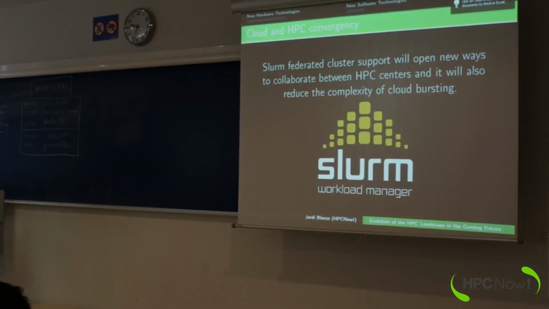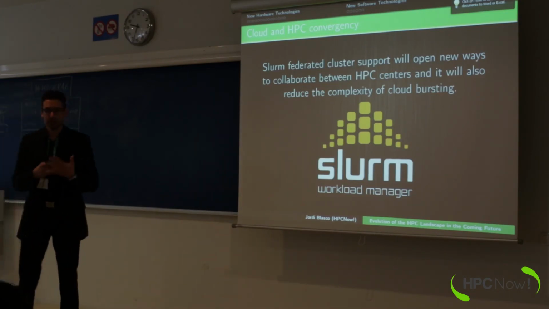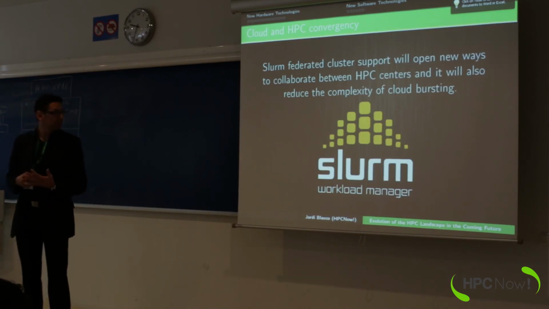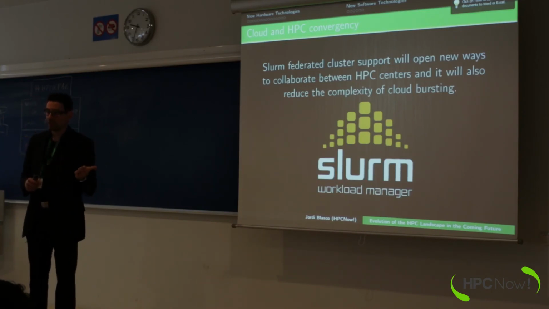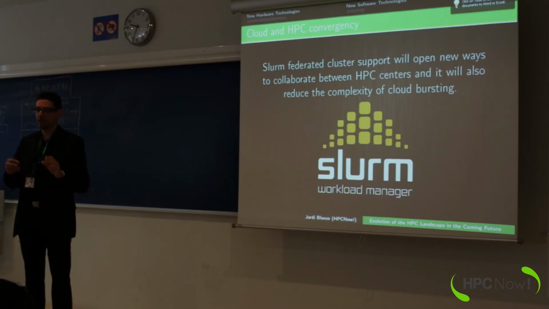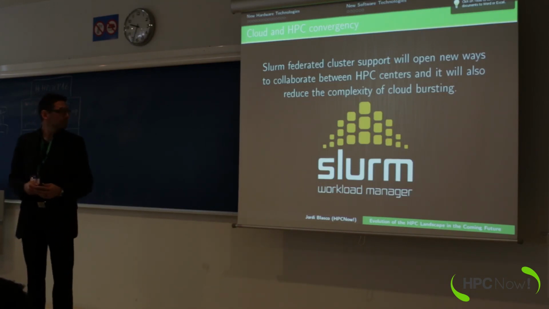Federated Slurm cluster support. This is going to be really, really key to open new ways to collaborate between HPC facilities, and it will significantly reduce the complexity of cloud bursting. So this is another technology that we should look at. In fact, this could be a really good mechanism to reduce job scattering, MPI job scattering, because you can move stuff around and allocate the resources as you need.